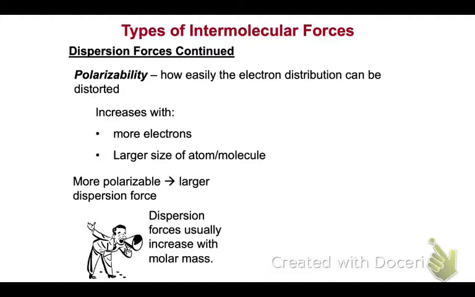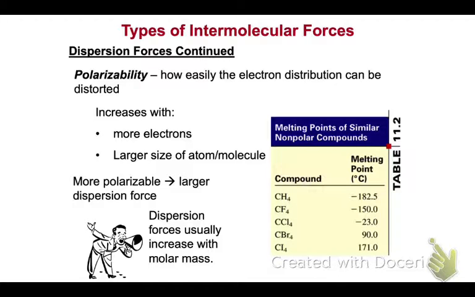Therefore, how can I increase the number of electrons? The number of electrons naturally increases with the number of protons, which naturally increases with the molar mass. So the higher the molar mass, the stronger the dispersion forces.